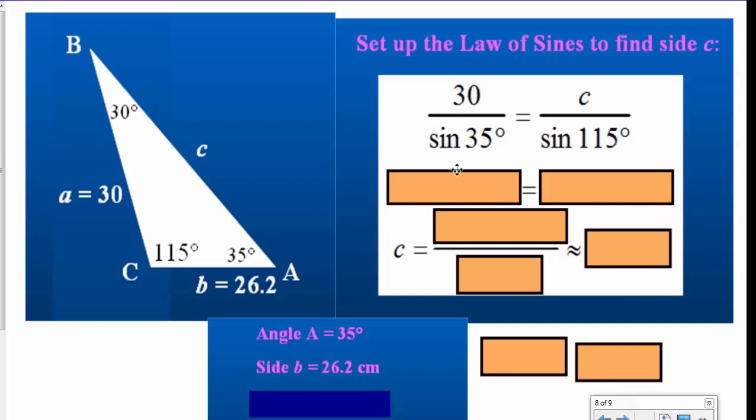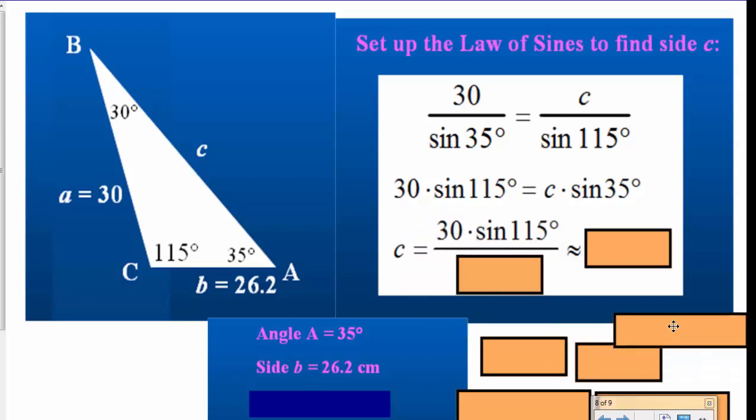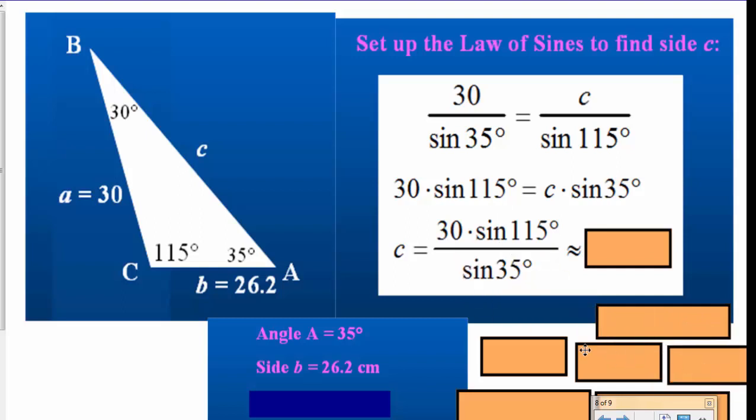Cross multiply. 30 times sine of 115 equals c times sine of 35 degrees. Solve for c. We have to take 30 times sine of 115, bring the sine of 35 to the other side by dividing it, and then put that in the calculator. So our side C is approximately 47.4.